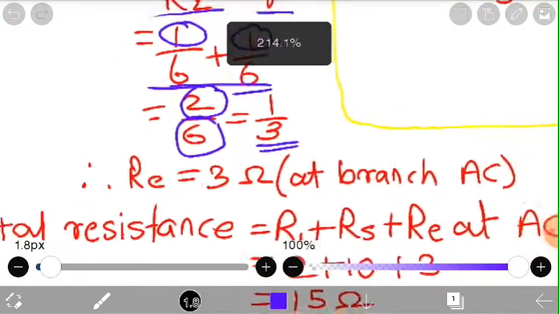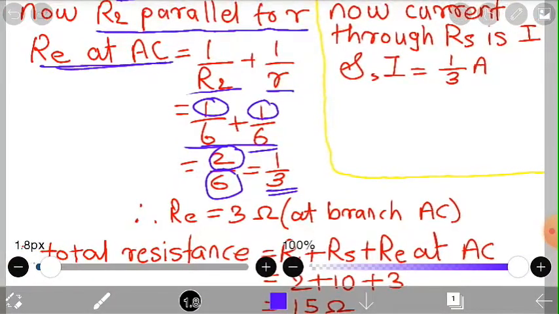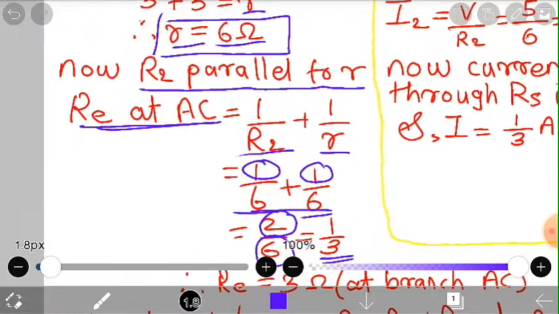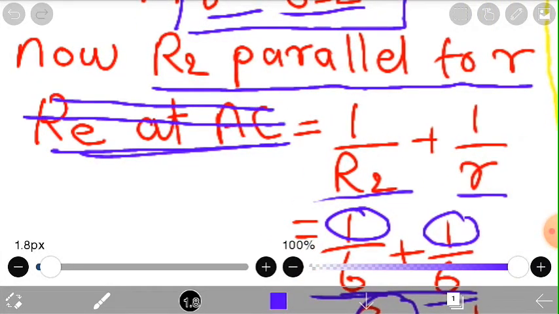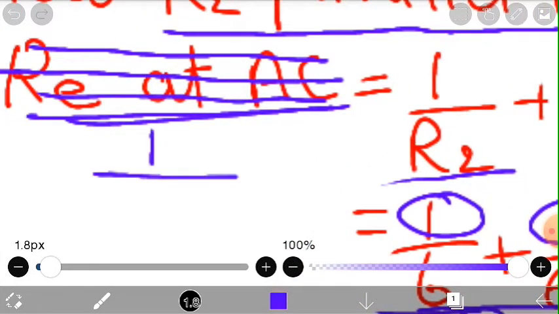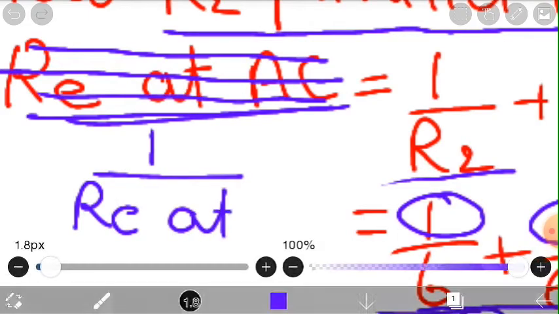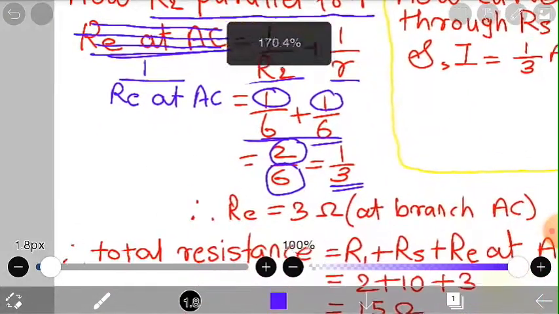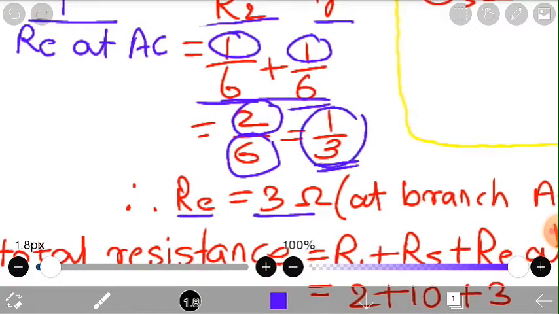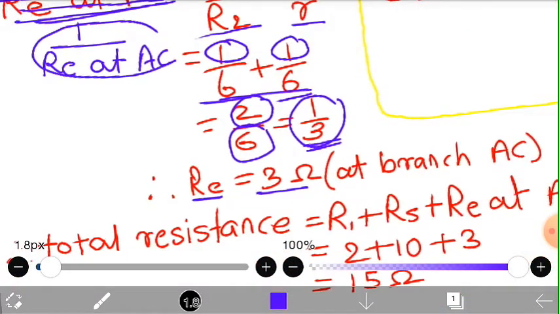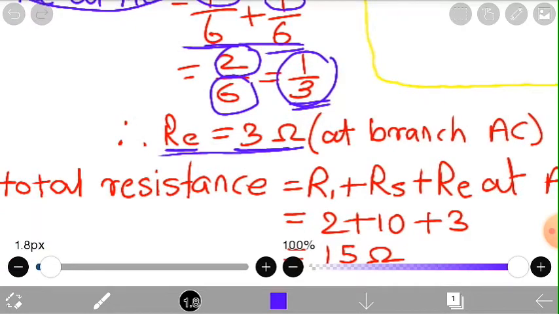But this is the reciprocal of Re. By mistake I have written here Re at AC, but it should be 1 by Re at AC. So it is a reciprocal. Therefore at last we will get Re equals 3 ohm, because it is 1 by 3 and it is also 1 by Re at AC. Therefore Re equals 3 ohm.